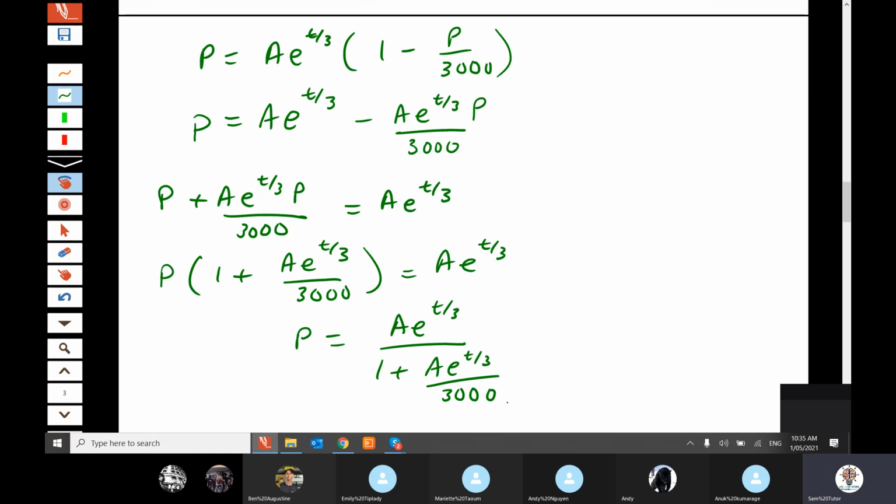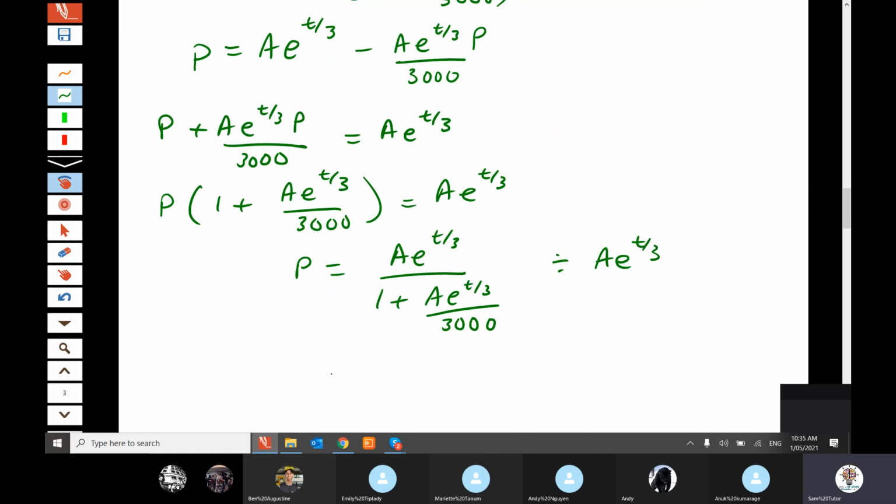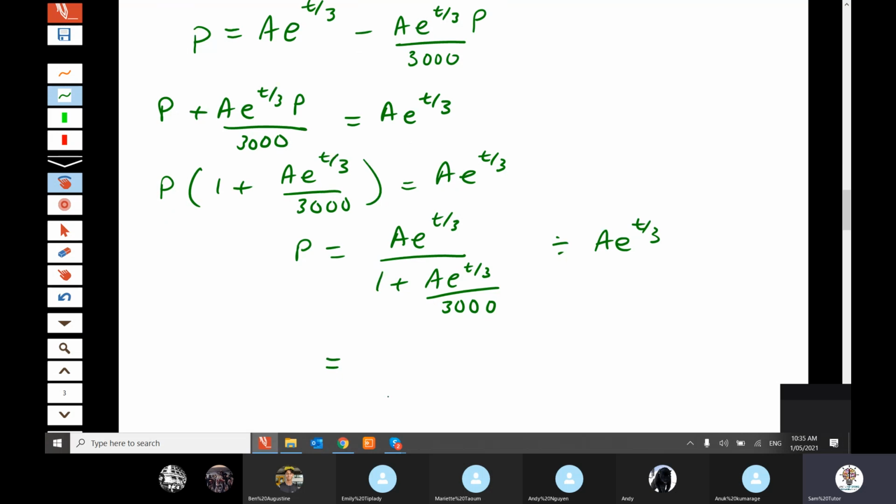So what was the very last step that we did? Not times, actually. I divided the top. I divided exactly what's in the numerator. So I'm going to divide everything by A e to the t over 3. Which is, again, completely legal as long as you're doing it to everything. You're doing it to everything, mathematically allowed.